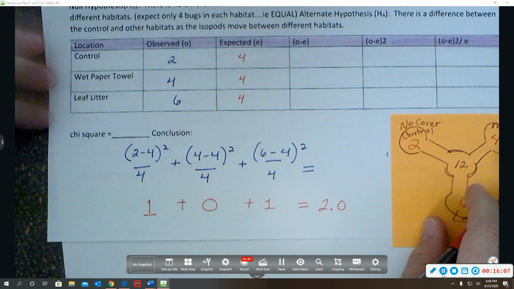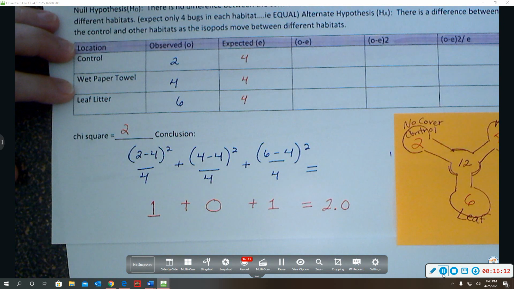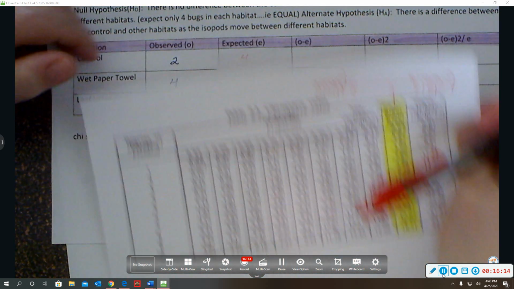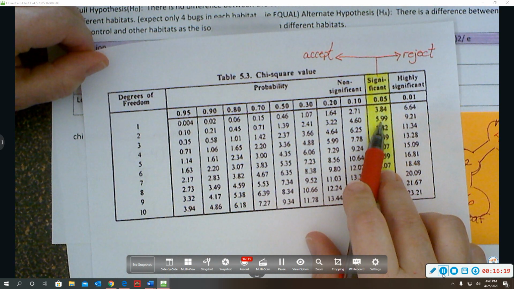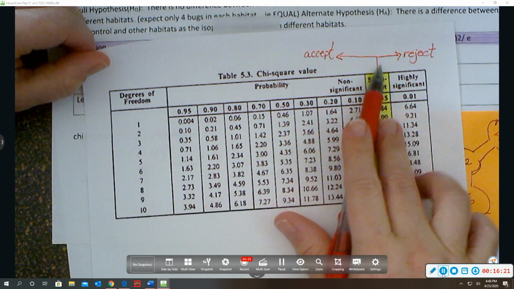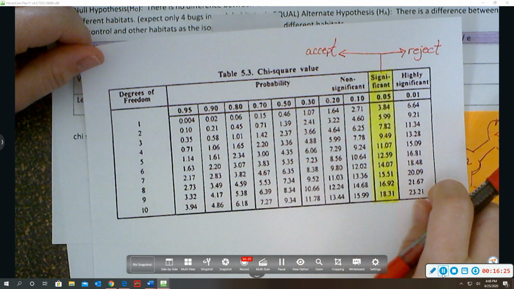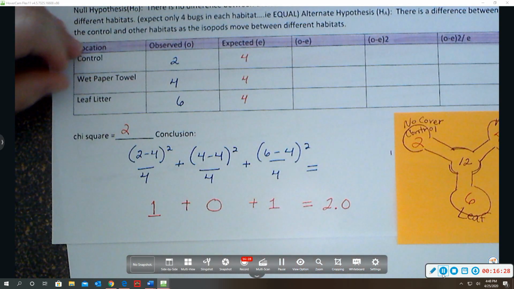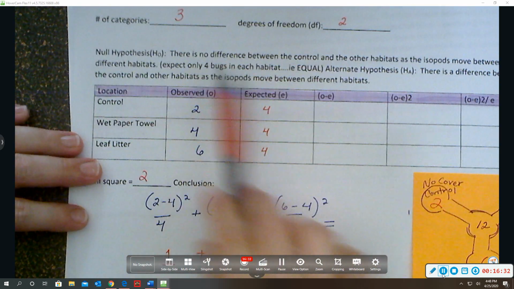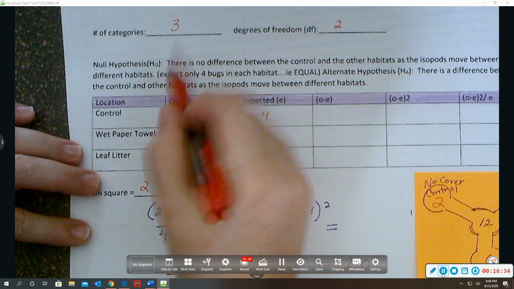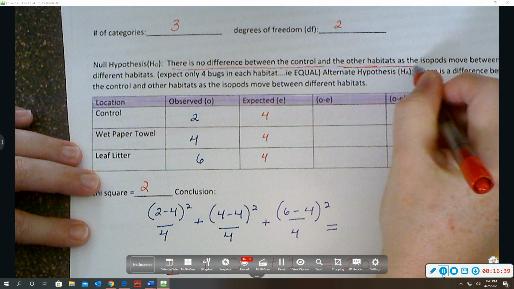Let me move that up. All right. Let's take a look. Our degrees of freedom is 2. So our critical value is 5.99. 2 is less than that, so we will accept the null hypothesis. Right? There is no difference between the control and the other habitats.